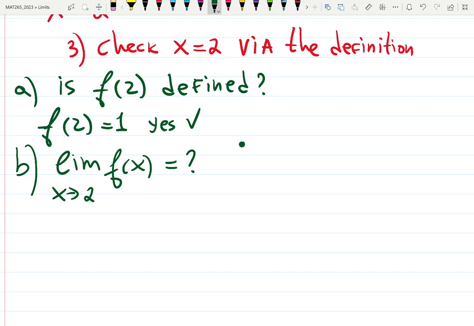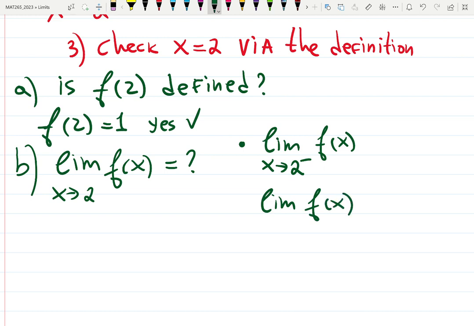To do that, let's check the left limit, which is called the limit from the left. Minus on the top of 2 means from the left, so x is less than 2. And then the limit from the right. And if you missed my last class, I was actually explaining really well how I see piecewise functions and how it is not as scary as you think it is. So let's check the left limit and right limit.